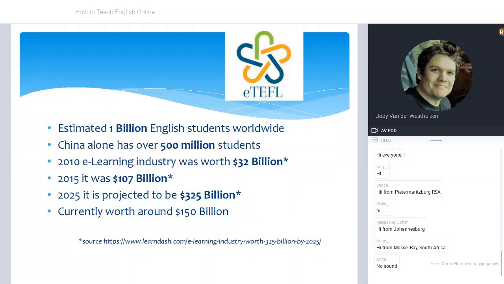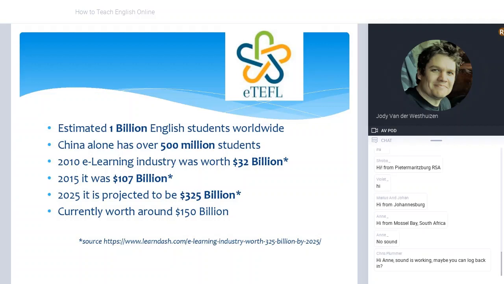So let's look at the market. There's an estimated 1 billion English students worldwide. This is according to the British Council. China alone has over 500 million students, and a lot of them are online as well. In 2010, the e-learning industry, that's all online learning, not just English, but any other student studying any other subject online, that entire industry was worth around 32 billion. I know these are very big numbers, but this is not even 10 years ago.